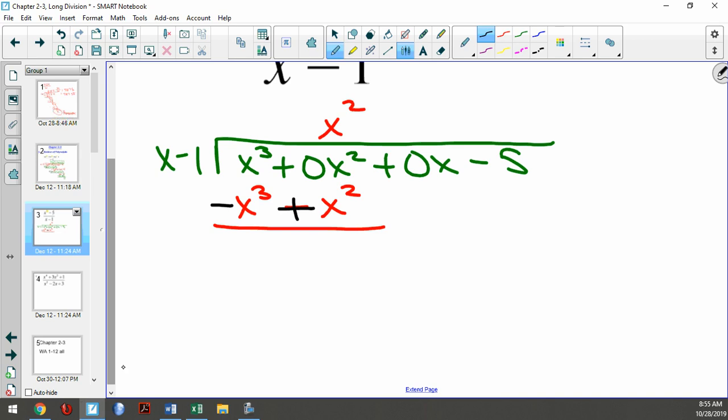What do I do now? Add straight down, those cancel out, and this is going to give me a 1x squared plus a 0x minus a 5, dropping everything else down. Yes?